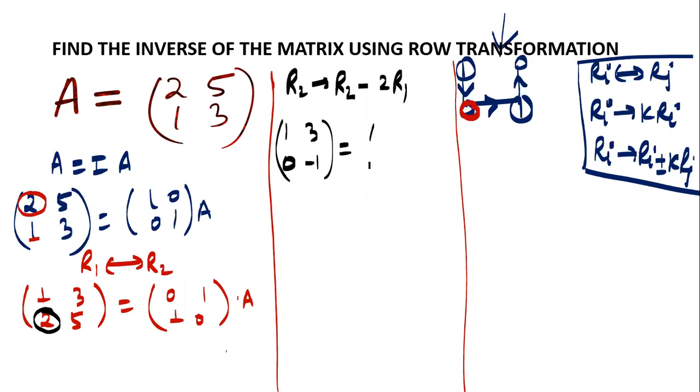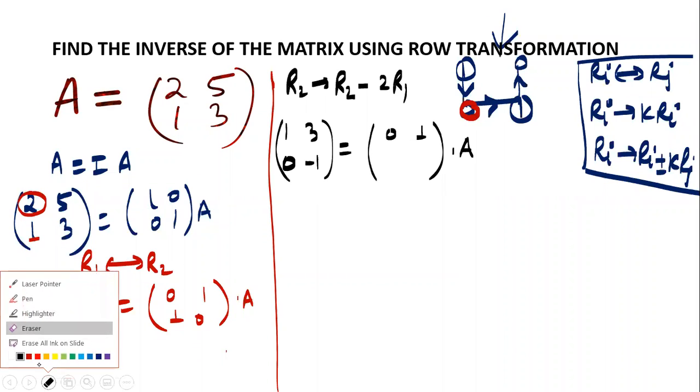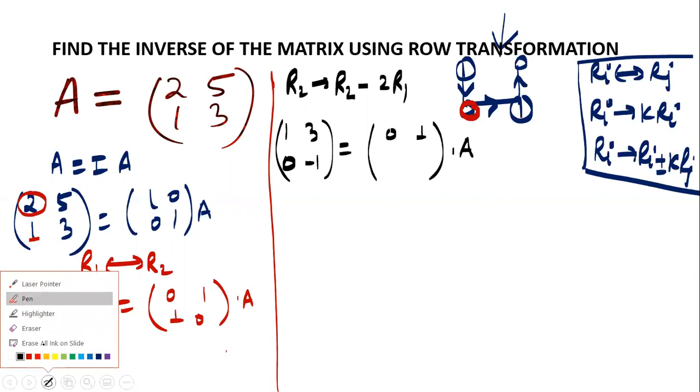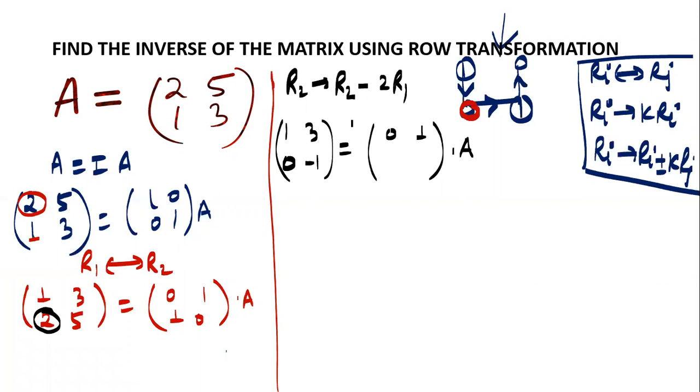Same we will do in RHS. R1 will remain as it is and A will remain as it is. What I will do? We will do R2 arrow, R2 minus 2 R1. That is the 1 minus twice of this. That is 1 only. 0 minus, that is minus 2.